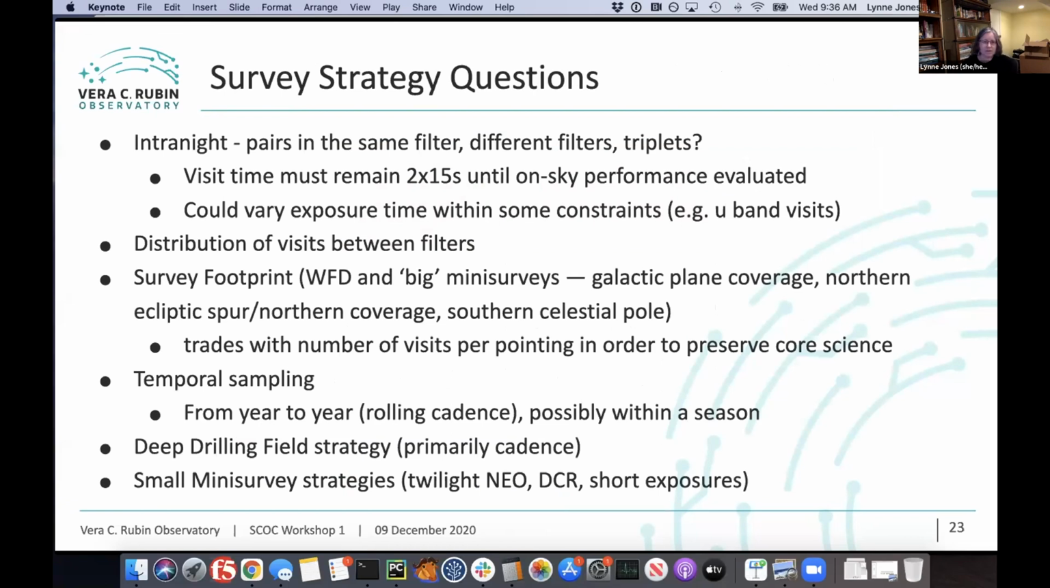So these are some survey strategy questions that we are looking at and that we have yet to figure out the answer to and optimize. For example, the intra-night visits: should we do pairs in the same filter or different filters, or triplets? Now it's worth noting that the visit time must remain 2 by 15 seconds until the on-sky performance of those snaps is evaluated. And part of that is going to come from what is the impact of satellites, unfortunately. We could vary the exposure time within some constraints. So for example, for u-band, and this is something that we are creating some more simulations to have a look at.